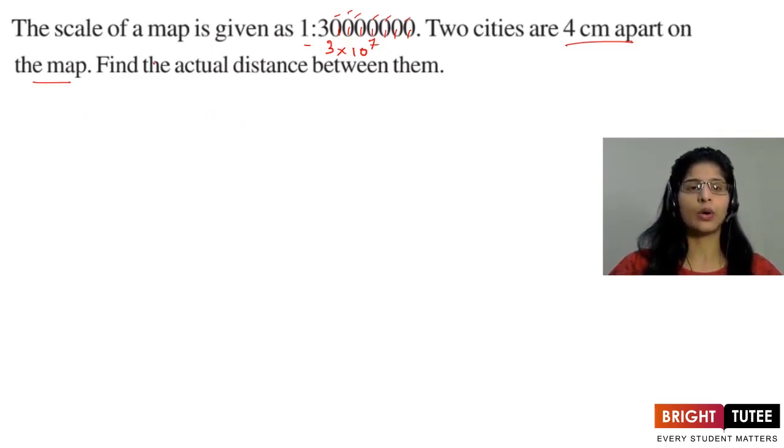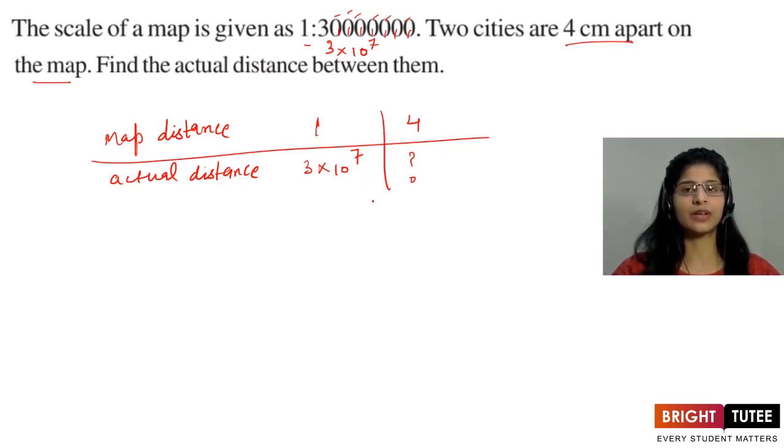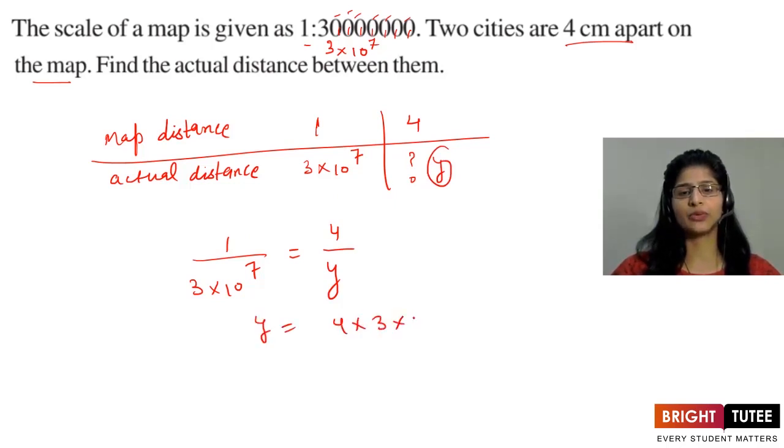actual distance between them. Okay, so what we are given is the map distance, and we are given the actual distance. Map distance is when it is 1, the actual distance is 3 into 10 to the power 7. So they're asking when the distance is 4 centimeter, what will be the actual distance between the cities? So definitely this is a case of direct variation or direct proportion. We can say 1 upon 3 into 10 to the power 7 is equal to 4 upon, let us make it as y. Okay, so y is equal to 4 into 3 into 10 to the power 7, that comes as 12 into 10 to the power 7.